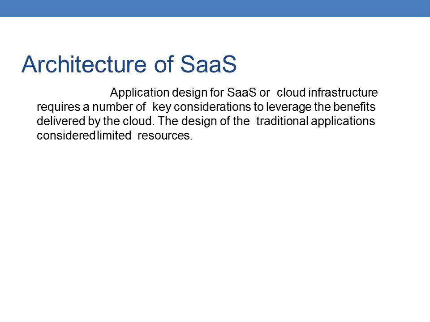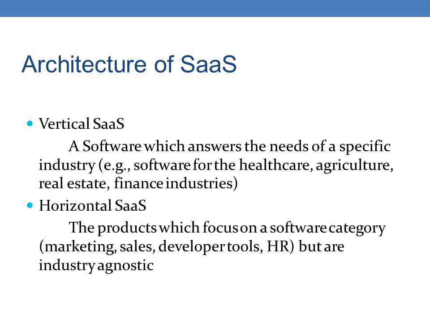and limited applications. Architecture of SaaS: an application designed for SaaS or a cloud infrastructure requires a number of key considerations to leverage the benefits delivered by the cloud. The design of traditional applications considers limited resources. And conclusion.